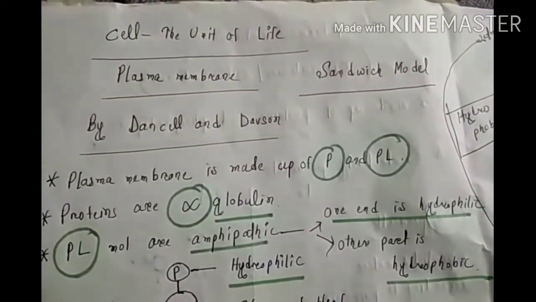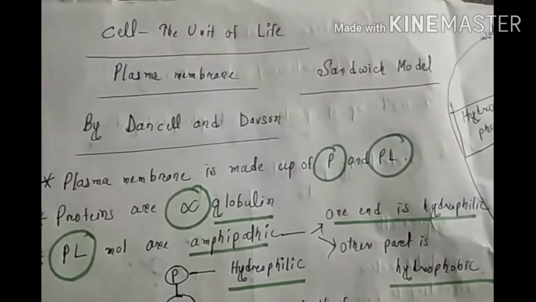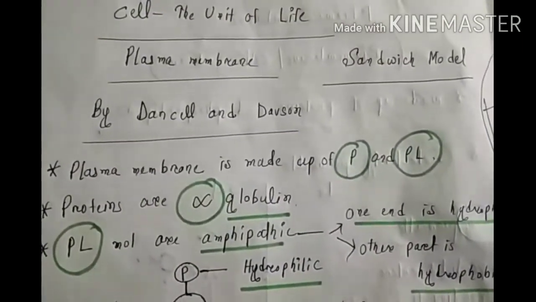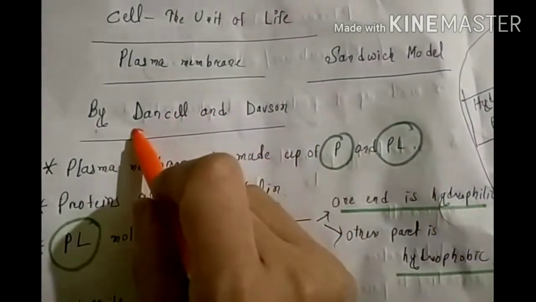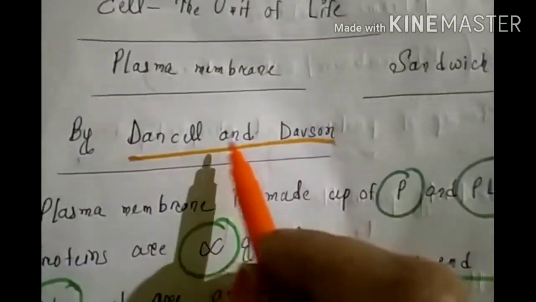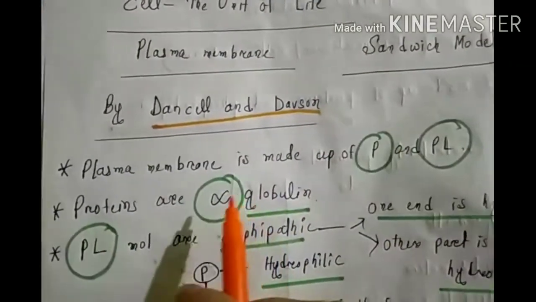Hello students, let's talk about plasma membrane models. So firstly I will discuss the Sandwich model. It was given by Danielli and Davson. According to them, the plasma membrane is made of proteins and phospholipids.